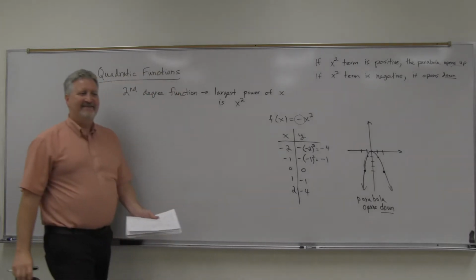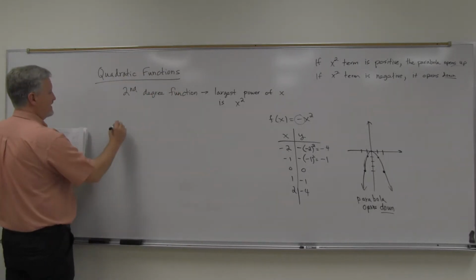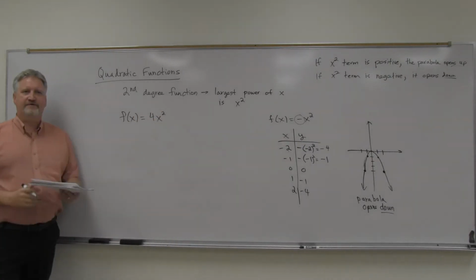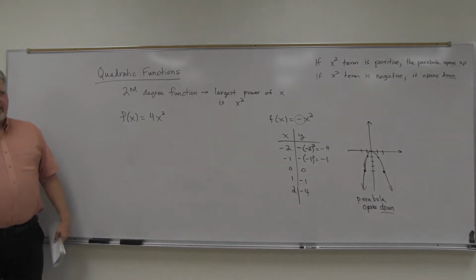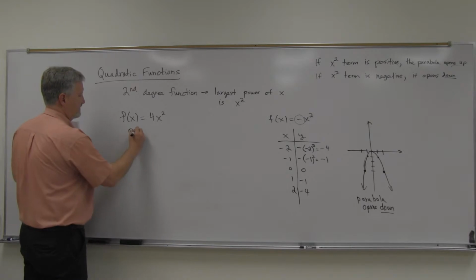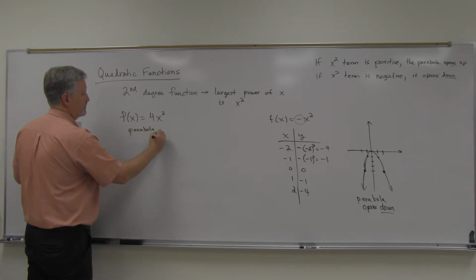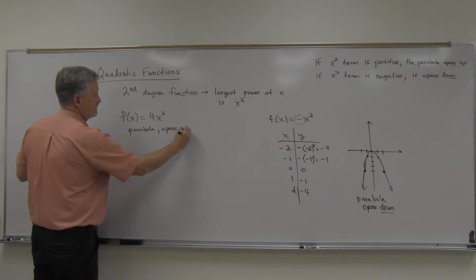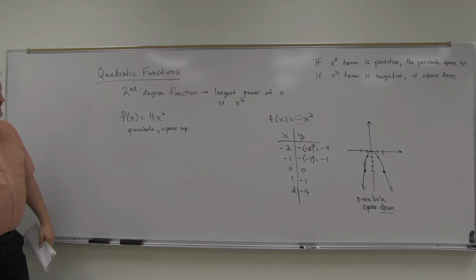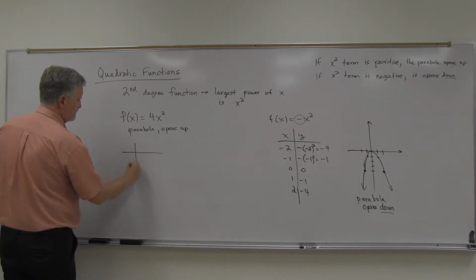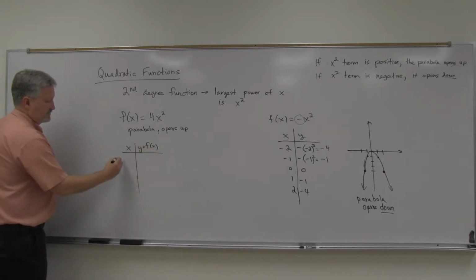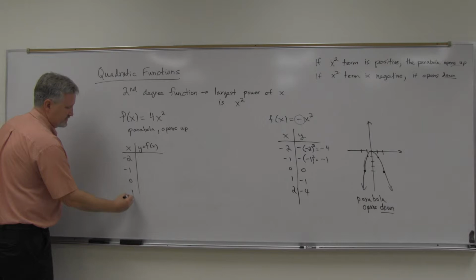There's another key ingredient, if you will. f of x equals 4x squared. Parabola has got the x squared. Up or down? Parabola opens up, because here is positive 4x squared. So it does open up. And again, as far as the graph goes, just do a couple of quick little points here.